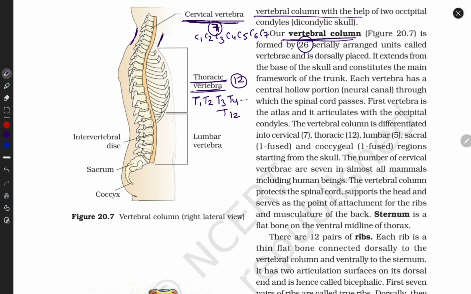Below the thoracic vertebrae, the lumbar vertebrae are present. They are 5 in number, written as L1, L2, L3, L4, L5. Whatever I say is already written here, so don't be confused. The space between two vertebrae is called the intervertebral disc. This is the sacrum, 1 in number. This is the coccyx, 1 in number. That's it, this part is complete.